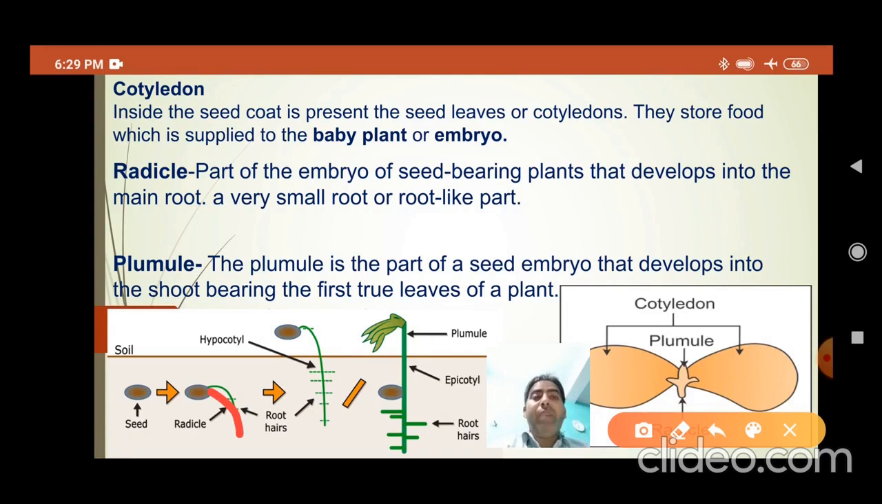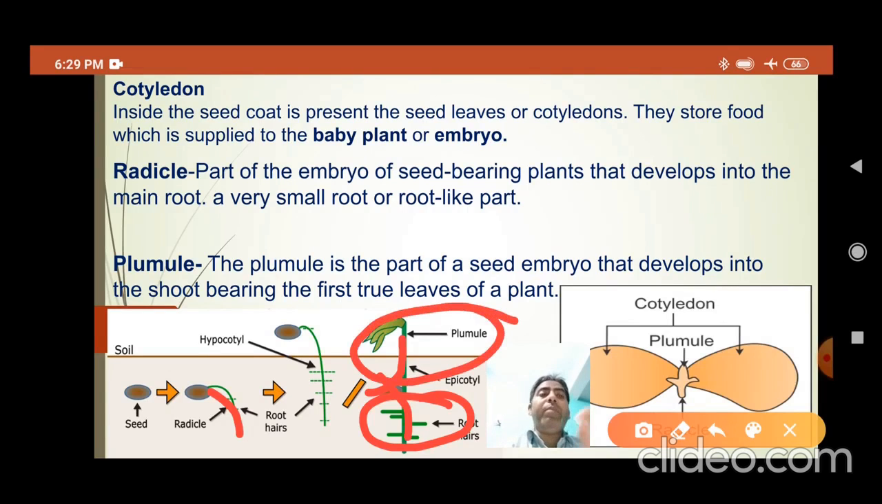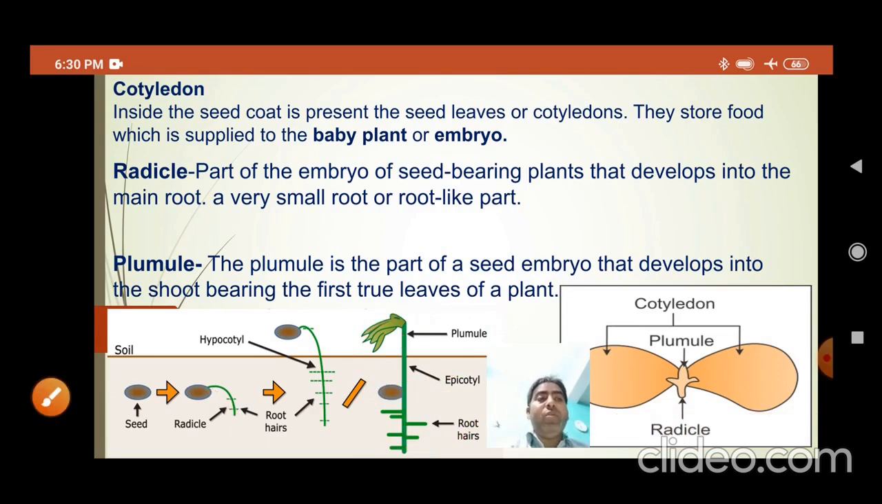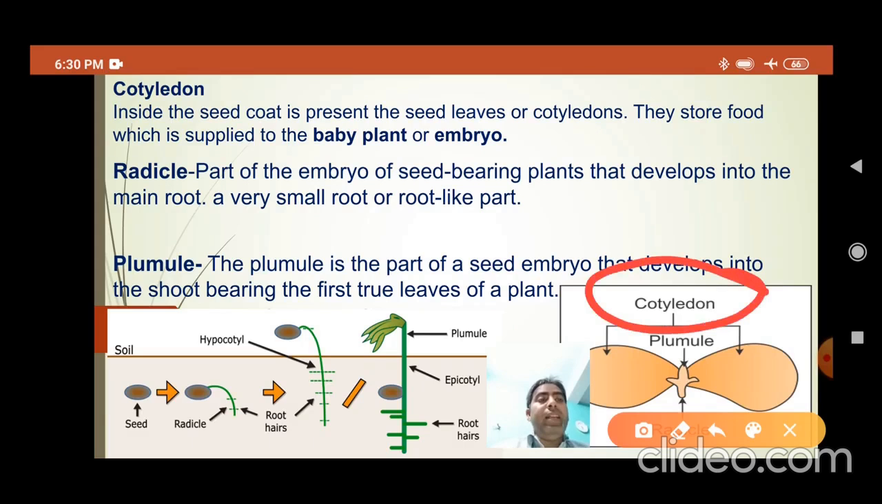After that, from the seed the plumule grows. Thus one part grows upside and one part grows downside. The part that grows downside is called the radicle, and the radicle develops into the root system. The plumule grows upside, against gravity, and develops into the shoot system. Here I have also shown this: this is the cotyledon, this is the plumule, and downside it is the radicle.